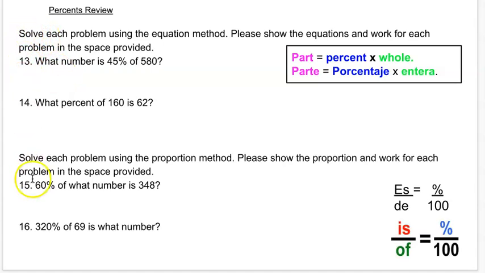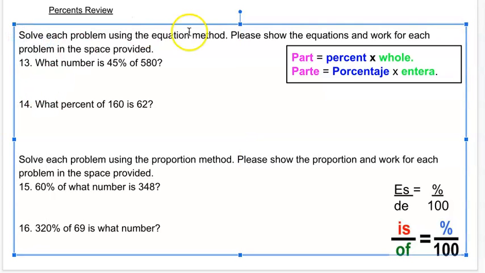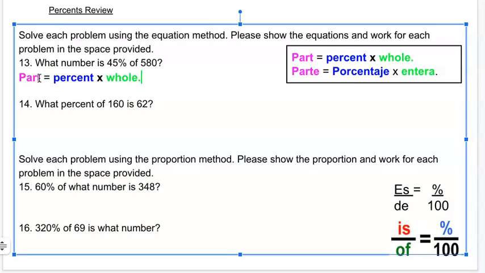So I'm going to solve 13 through 16. For 13 and 14, you're going to use the percent equation: part equals percent times whole. You always have to take the percent and write it as a decimal, my bad, not a fraction. And then you can solve.